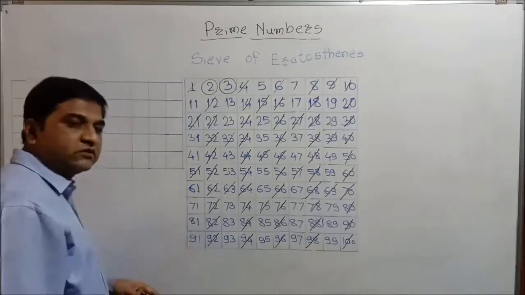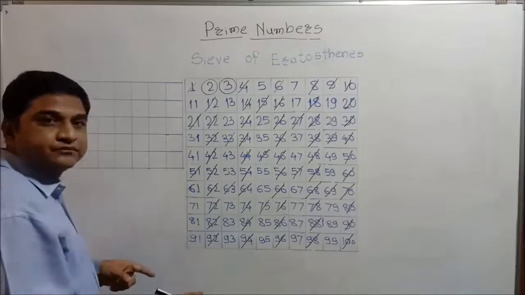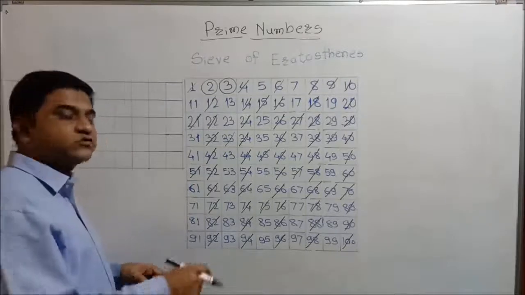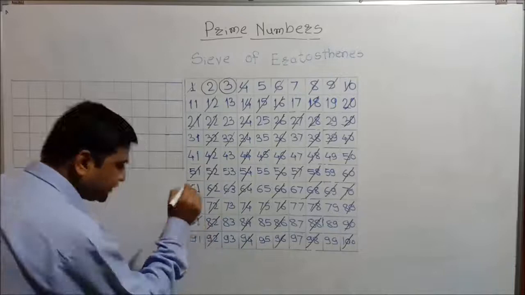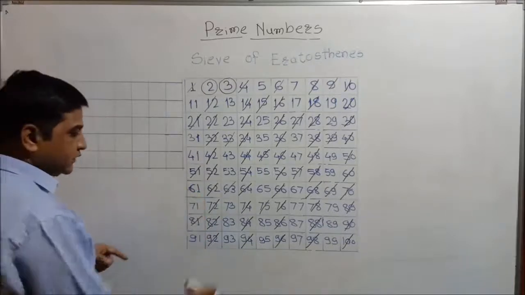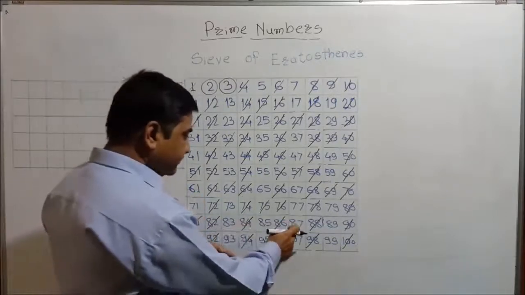8 plus 1, so it's 9. And 9 is in the table of 3, so 81 is divisible by 3. So we are going to cut 81. 84 is already cut. We are having 87.